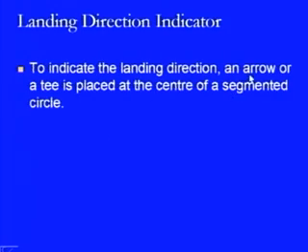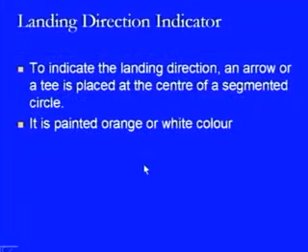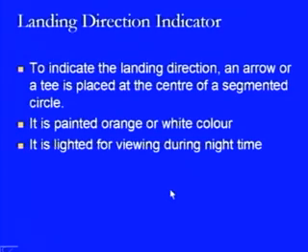So, if it is not in the form of an arrow, then there can be a segmented circle, that is a circle provided with cut-off lines, and then in the center of that segmented circle there can be a T shape located. It is painted orange or white in color. So, these are the two colors which can be used for this landing direction indicator. It is lighted for viewing during night time. So, all these indicators are provided with the lighting system, so that the pilot can locate these landing direction indicators during the night.